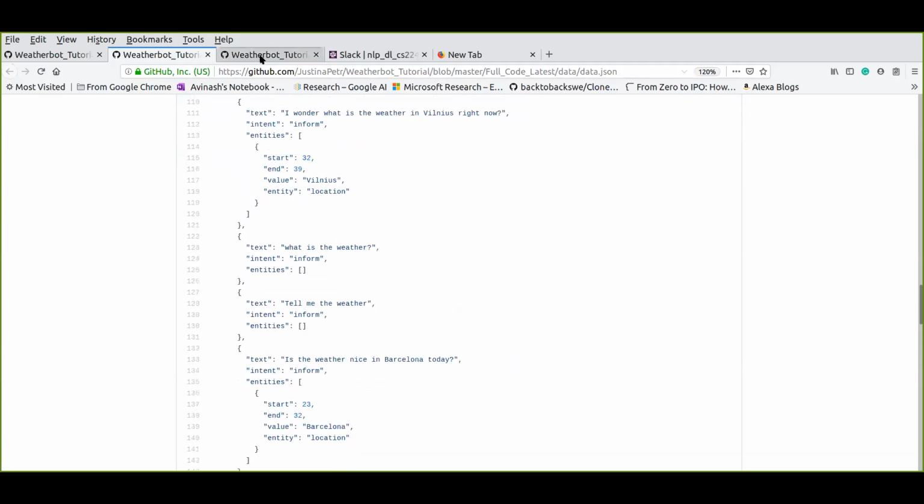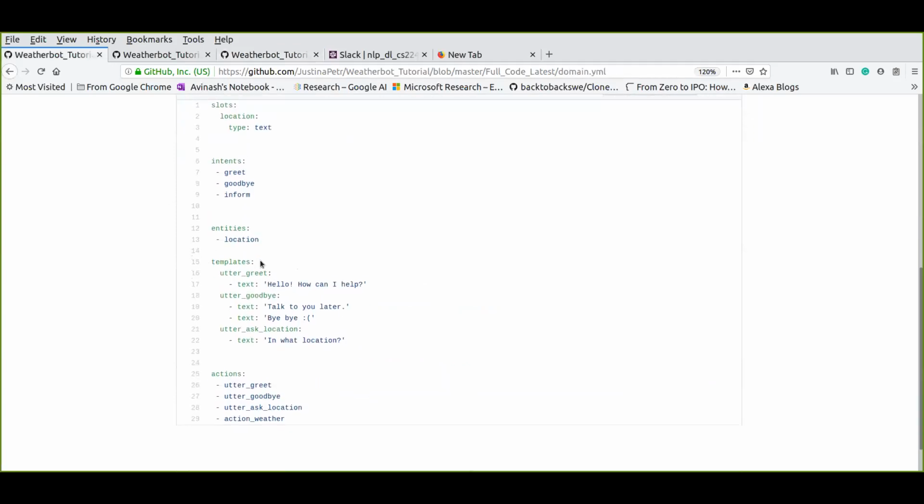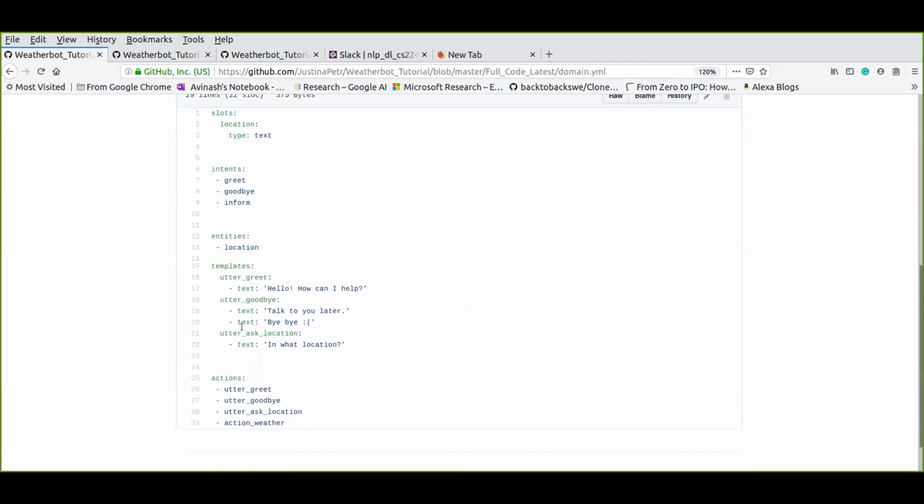Once you have this, you also need to give the model some sort of dialogue history, conversation history. What this means is that if the model predicts a greet intent, it has to do utter greet. So what is utter greet? Utter greet is nothing but the response that it gives: hello, how can I help? So when the user says hey, the model would say something like, hello, how can I help? This way you have to prepare your data.